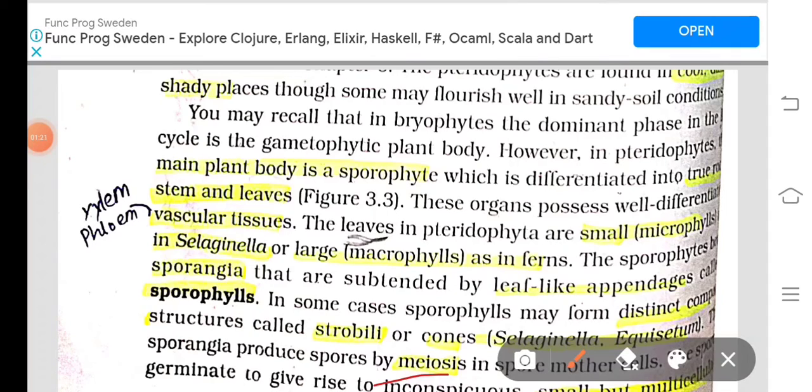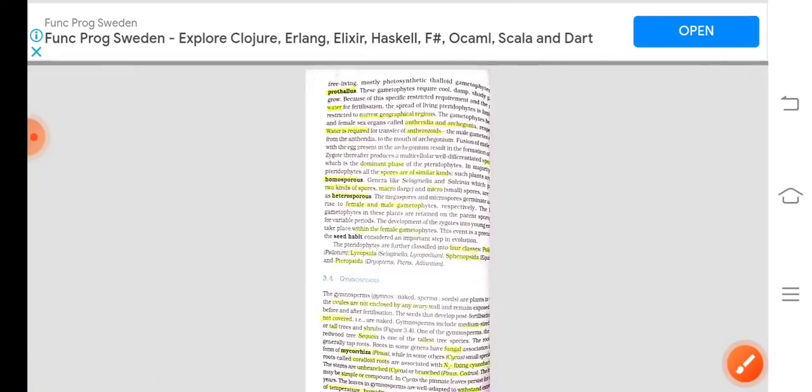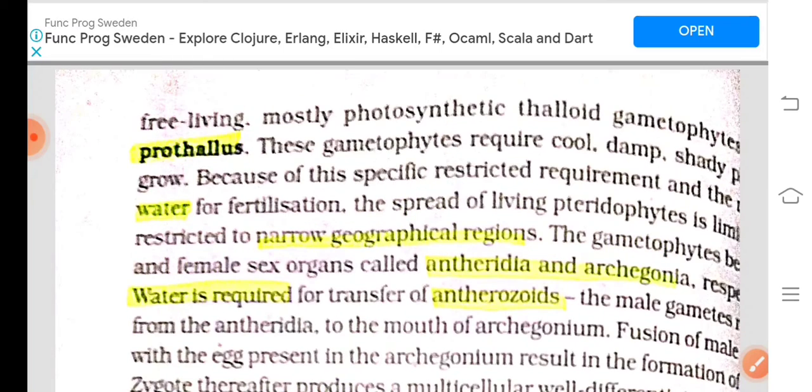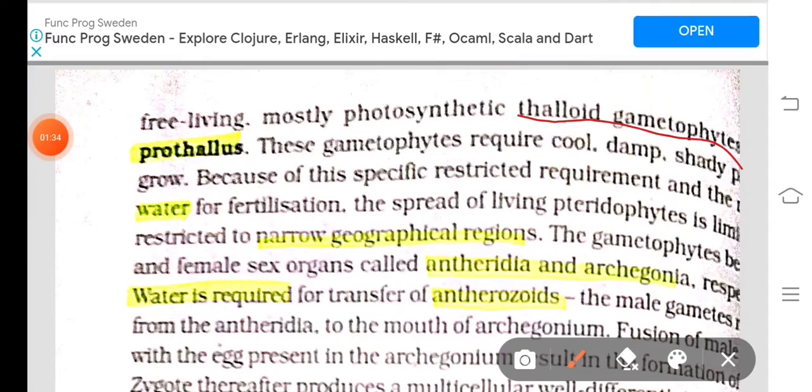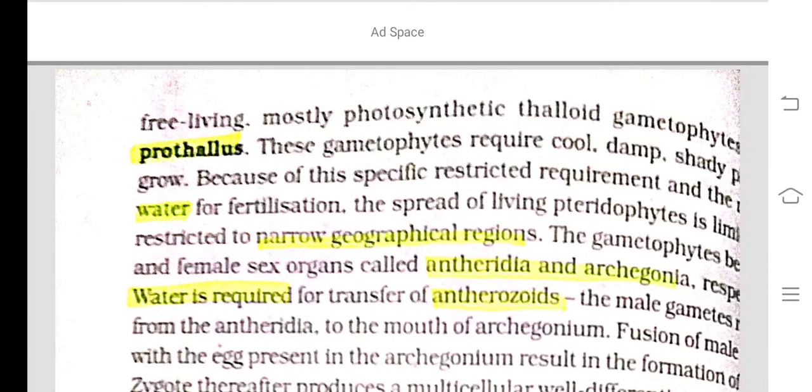The spores germinate to give rise to small but multicellular, free living thalloid gametophytes which are called prothallus. Please listen to this line again. These spores germinate to give rise to small but free living thalloid gametophytes called prothallus.